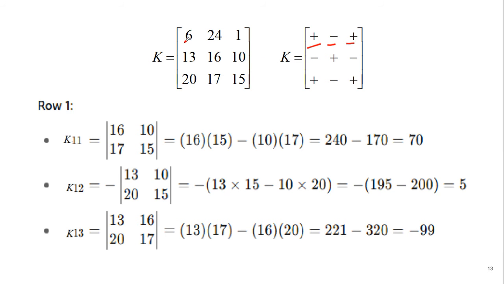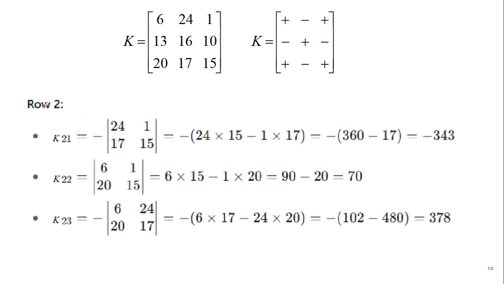First we require to take plus, minus and plus. So we are taking 16, 25, 17, and we are taking the positive sign for this. So we are getting 17. For the second our sign is negative, so we will skip this middle. So 13 into 15 and 20 into 10. So we are getting 5. For the last the sign is plus, so 13 into 17 minus 20 into 16. So we are getting minus 99. So we have calculated row 1.